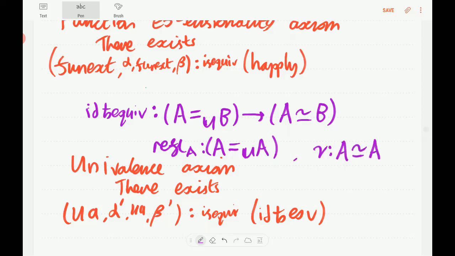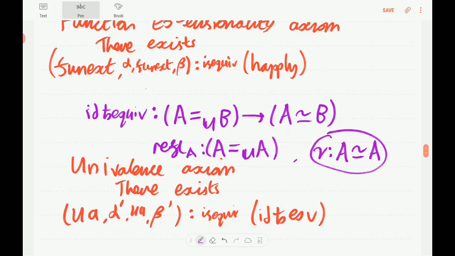And the equivalence associated with that reflexive path, that trivial path, will just be the trivial equivalence where the function we use is the identity function. The functions going in the opposite direction are also identity functions. And the homotopies involved in that proof are the identity functions as well. So everything's just identities. So we can find an element of this type when A is precisely the same as B, and we're using the REFL path.